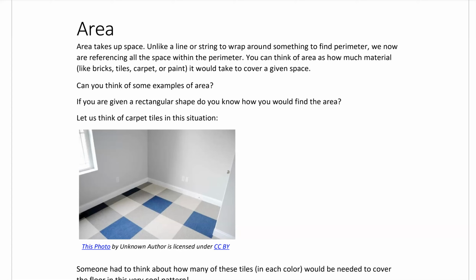If you are given a rectangular shape, do you know how you would find the area? Take a moment to think about these two questions.